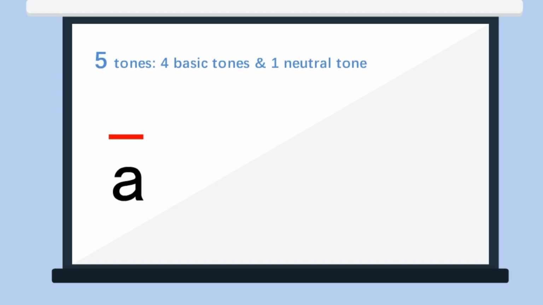In the previous lesson, we learned 5 tones, including 4 basic tones and 1 neutral tone. First tone is a flat tone, also the longest sound. Second tone is a rising tone, like a question tone. The third tone is a falling rising tone. The fourth tone is a falling tone, like a painful sound.